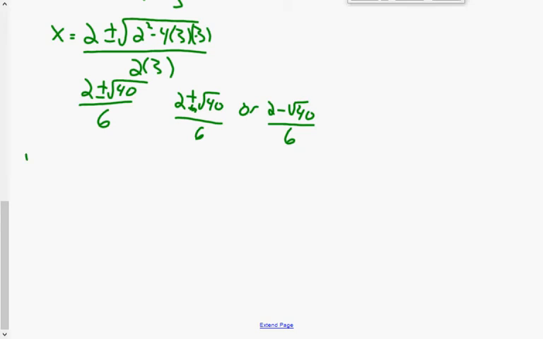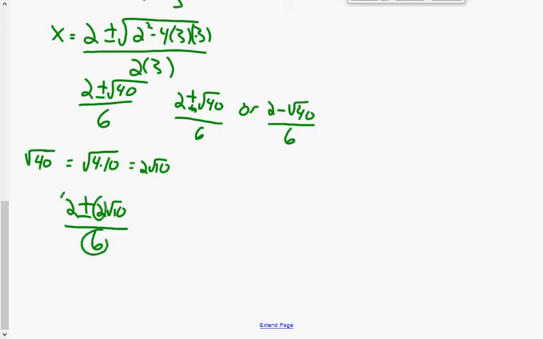But if you wanted, you would know that root 40 is actually, remember, to simplify these, you look for factors you know the square root of. We know the square root of 4. It's 2. So this is actually 2 root 10. So you could write it like this, and that's fine as well. Or if you really want to get ambitious, you can simplify. I can take a 2 out of all 3 numbers. So then it becomes 1 plus or minus root 10 over 3. And there's my x-intercepts there.